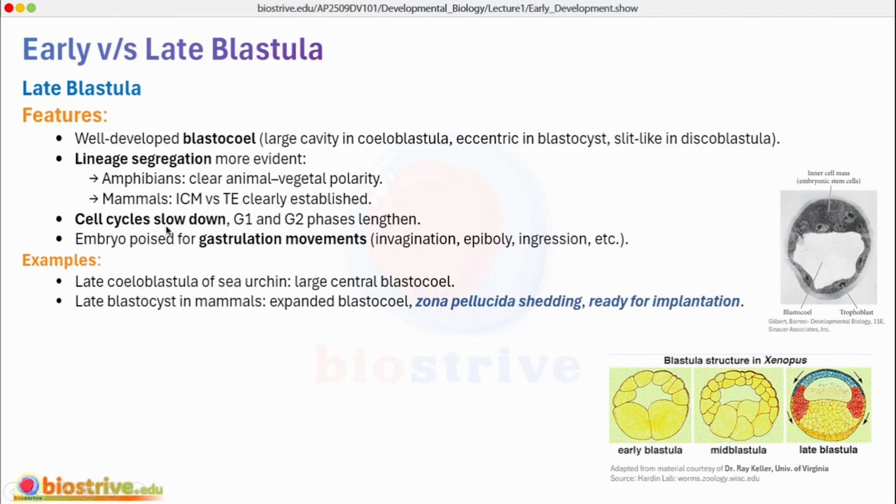The cell cycles slow down, G1 and G2 phases will start appearing and lengthen, and the embryo will be primed for gastrulation movement. As soon as the embryo is implanted, the gastrulation processes will begin and there will be formation of 3 specific germ layers.